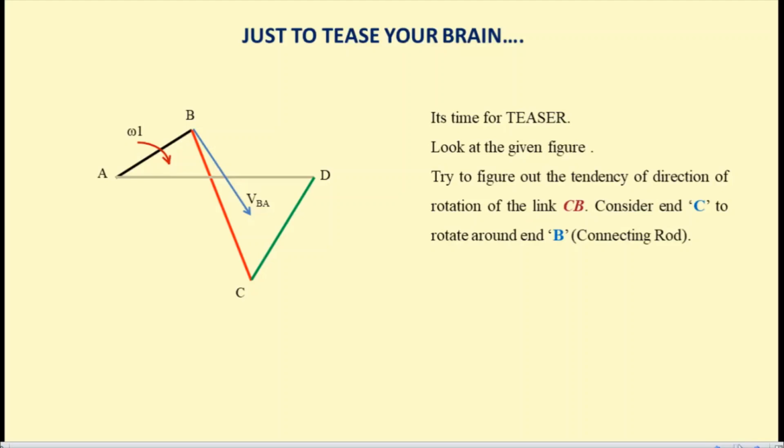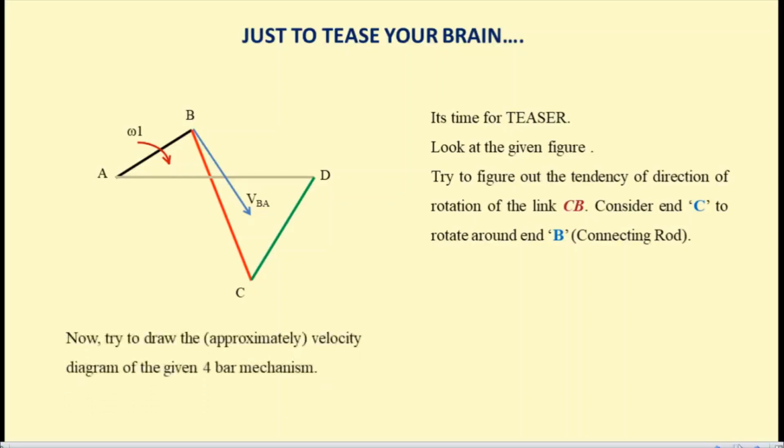Now, if the crank AB is rotating in clockwise direction with angular velocity omega 1 and the velocity vector VBA is as shown in the figure by the blue arrow, then you have to find out the tendency of direction of rotation of the link CB, that is the tendency of rotation of C with respect to B, which is called the connecting rod. Now try to draw approximately the velocity diagram for the given 4-bar mechanism.